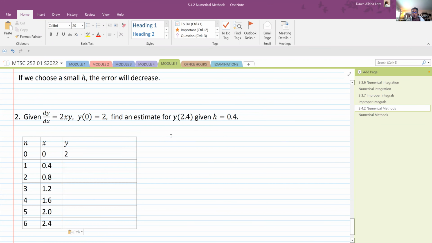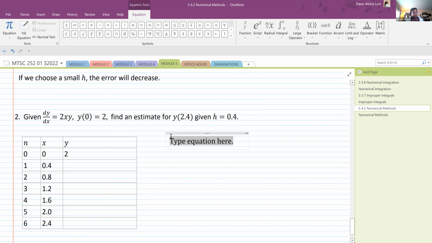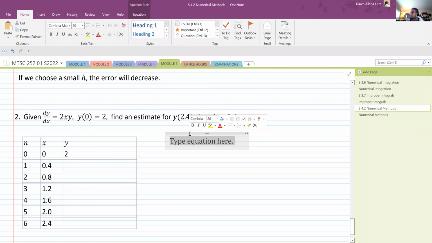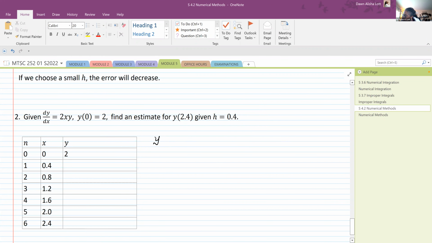We need our trusty little formula. That is y_n is going to equal y_(n-1) plus h times f of x_(n-1), y_(n-1). Okay, so there are a couple things. Can somebody please tell me what is f of x, y?